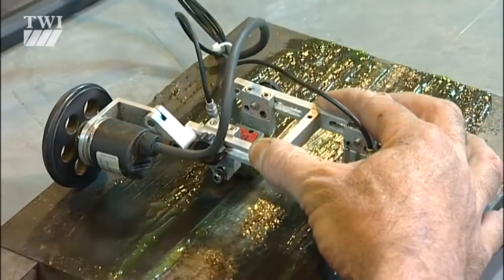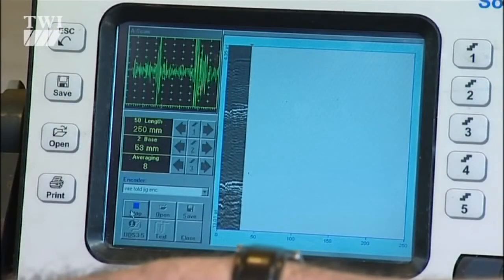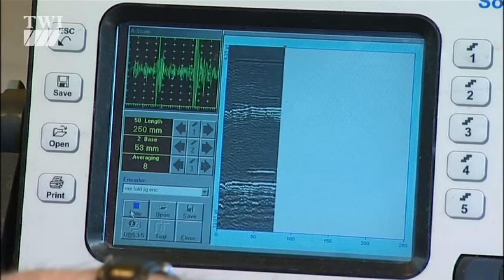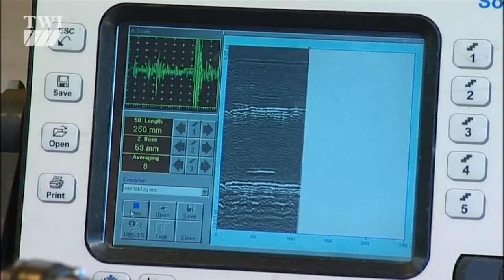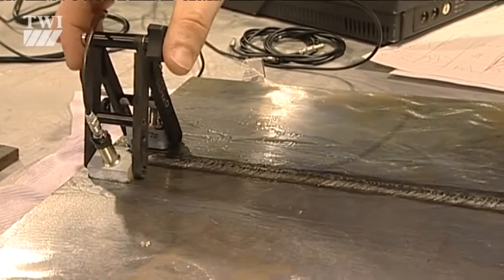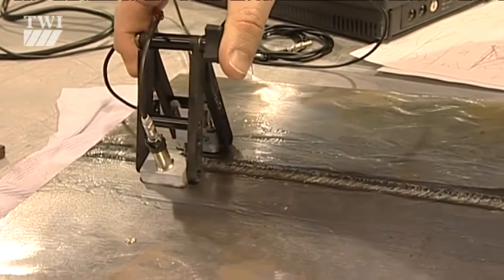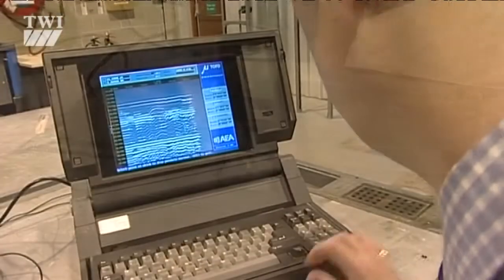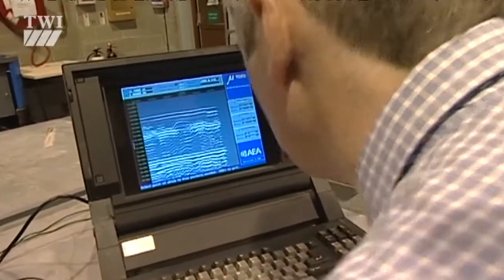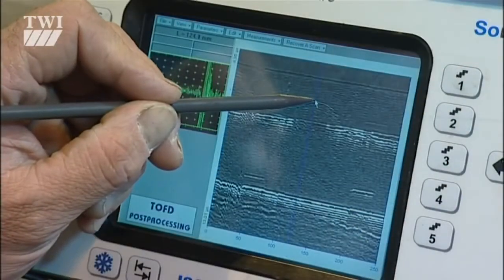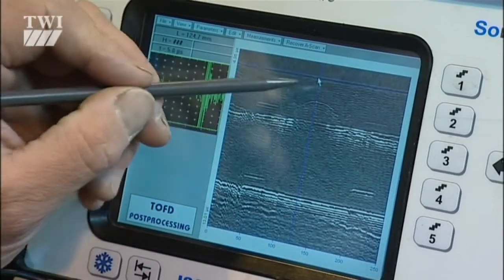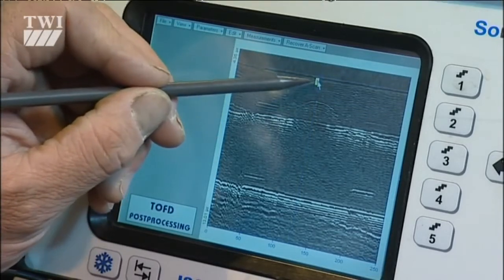However, it's less reliable when there's a high density of defects, when the material contains scattered inclusions, and also with coarser-grained materials. TOFD is widely used in the petrochemical and nuclear industries for the inspection of butt welds in pressure vessels and process pipework. It's often used to provide critical flaw sizing data for input into engineering critical assessments.